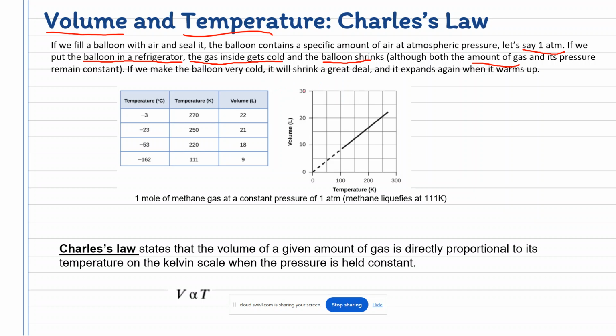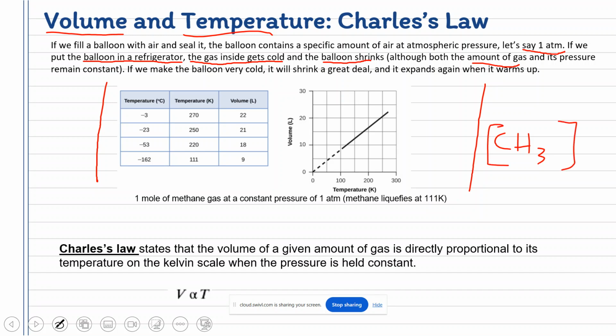Okay. So in this graph you see here, we have methane. Methane is a gas. If you don't know methane, this is methane. Methane is CH4. So we have a gas compound, methane. Now they used methane and tried to track temperature changes with respect to volume. So they had methane at -3 degrees Celsius. If you want to convert from Celsius to the Kelvin scale, just add 273.